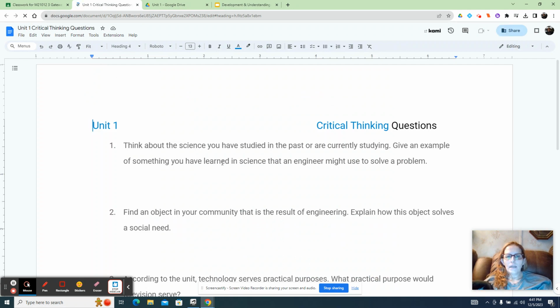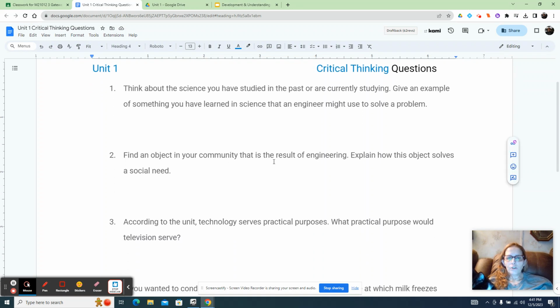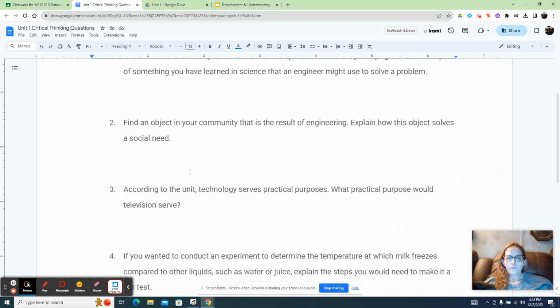Think about the science you've studied in the past and are currently studying, and give an example of something you've learned in science that an engineer might use to solve a problem. You can go back to the science, technology, engineering section to answer this one if you need to. Find an object in your community that resulted from engineering. If you don't know, you can go back to that engineering section.